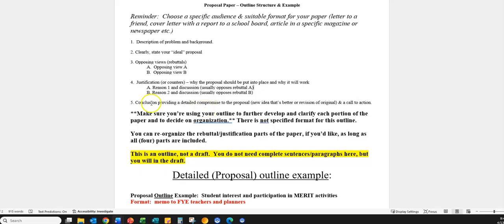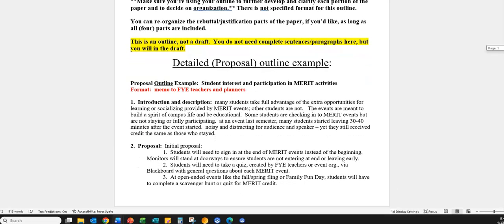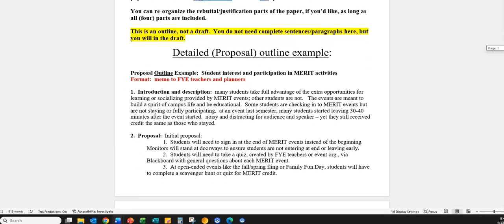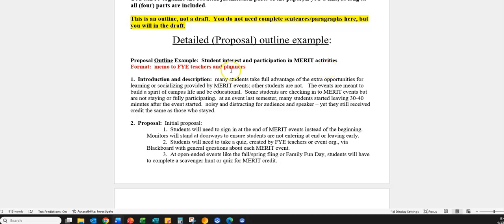And then your conclusion is that detailed compromise, where you have changed the plan completely and made it a better plan, or you have edited the plan to make it more fair, more reasonable, whatever those things might be. Okay, and again, using this to help you with the draft that we're going to get to next week. So here is an example. This one is about the merit system and the FYE classes.